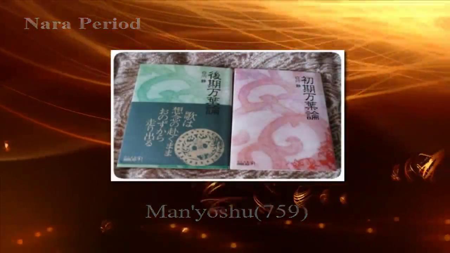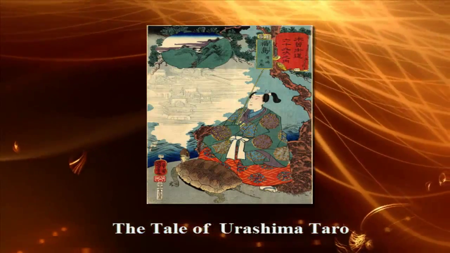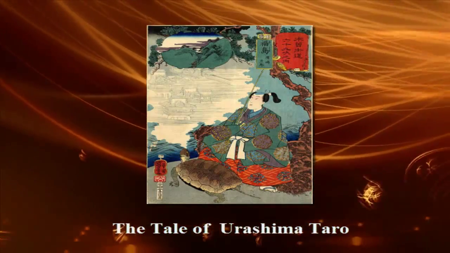759, a poetry anthology. One of the stories they describe is the tale of Urashima Taro, which has been identified as the earliest example of a story involving time travel.